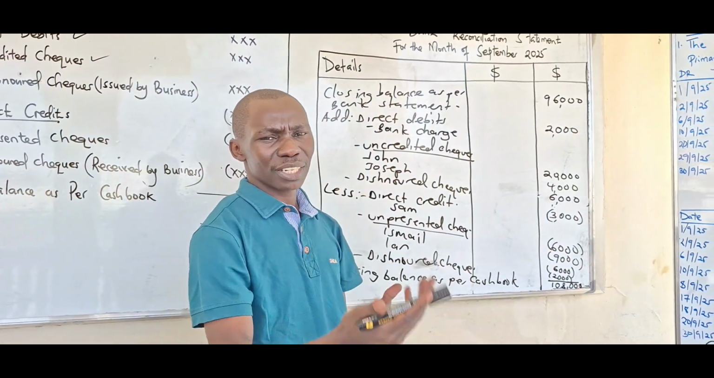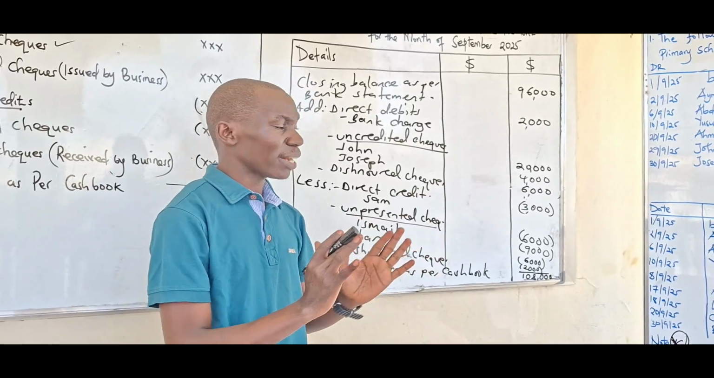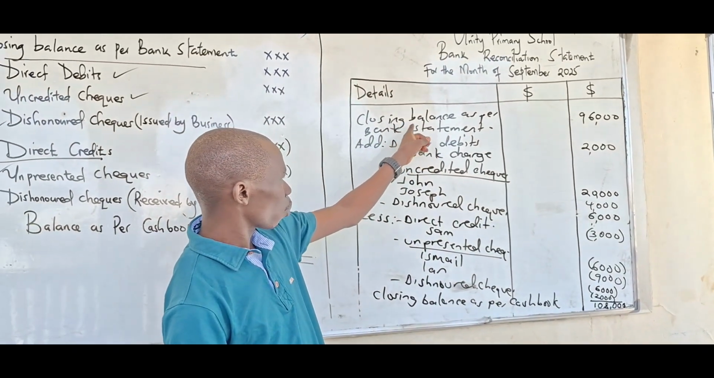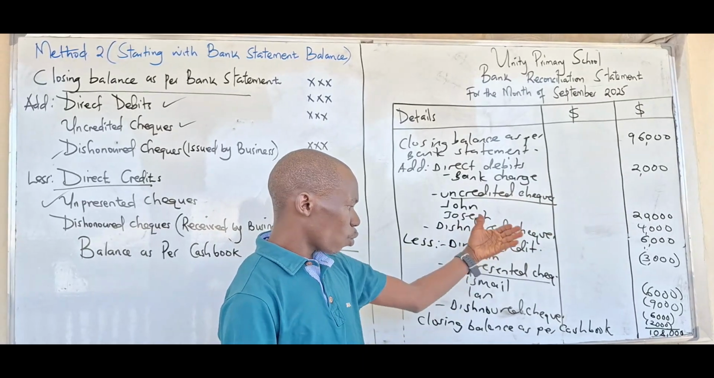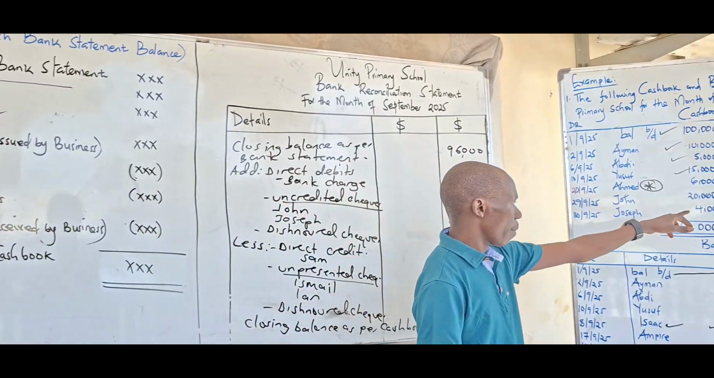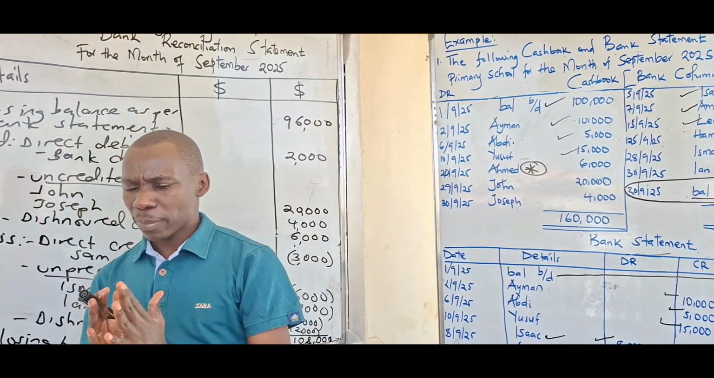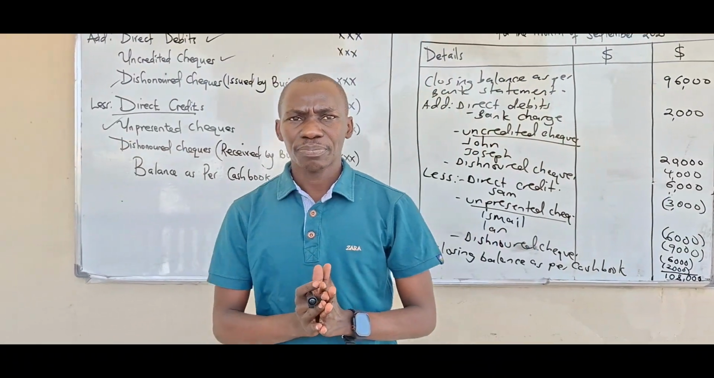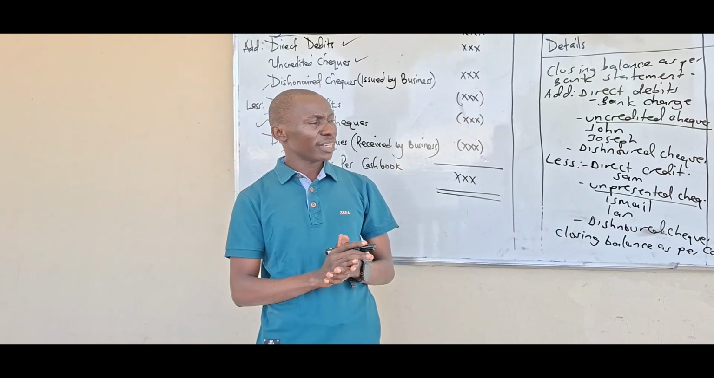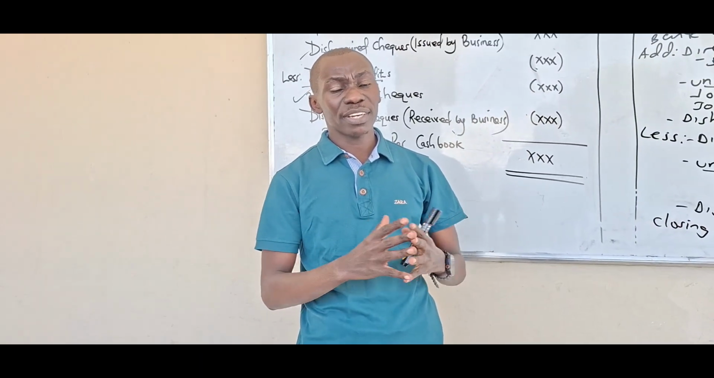Instead of starting with adjusting the cash book, you can leave that. You come for method 2, you just adjust your closing balance for bank statement, then you work towards achieving the closing balance as per cash book. With that, it takes us to the end of method 2. When there is a need, I will come back for method 3 and even other methods.